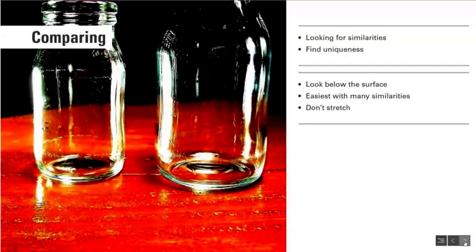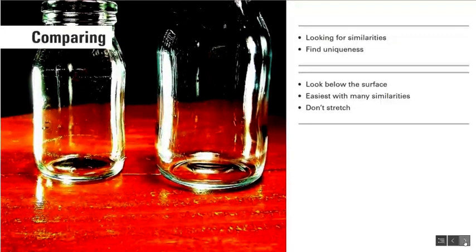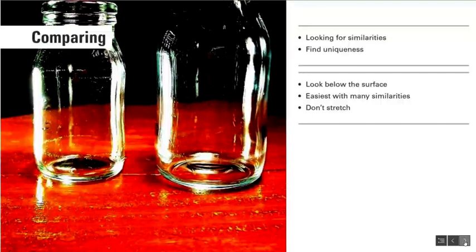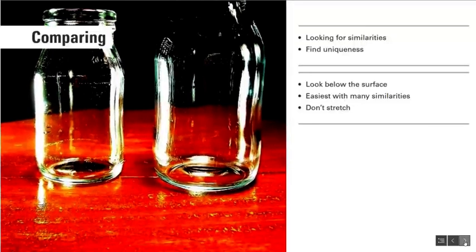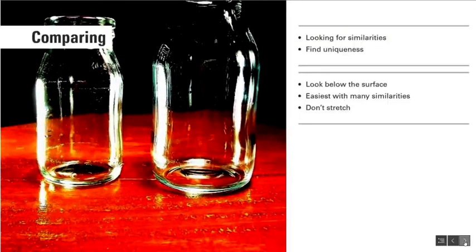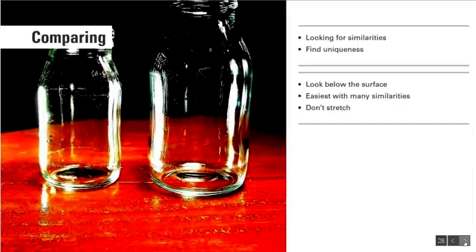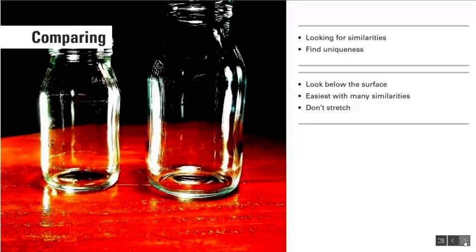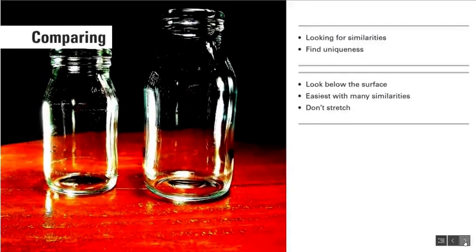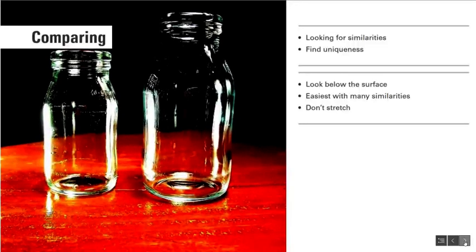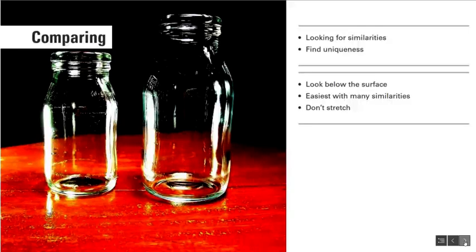When you are comparing and writing a paper about it, it's going to be easiest to write about items or subjects that have many similarities. So look for something that has a lot of similarities. And don't stretch your writing. For instance, with these two jars, one might have 3 rings and one might have 2 rings. Sure, those are items to compare, but that's a bit of a stretch. That's over comparing the items.